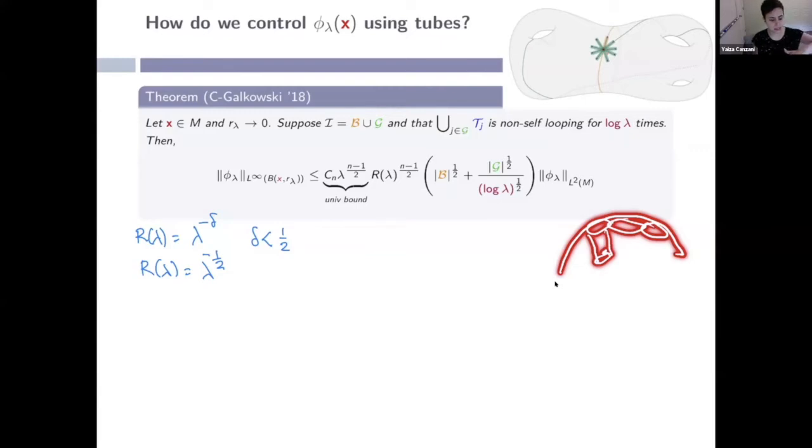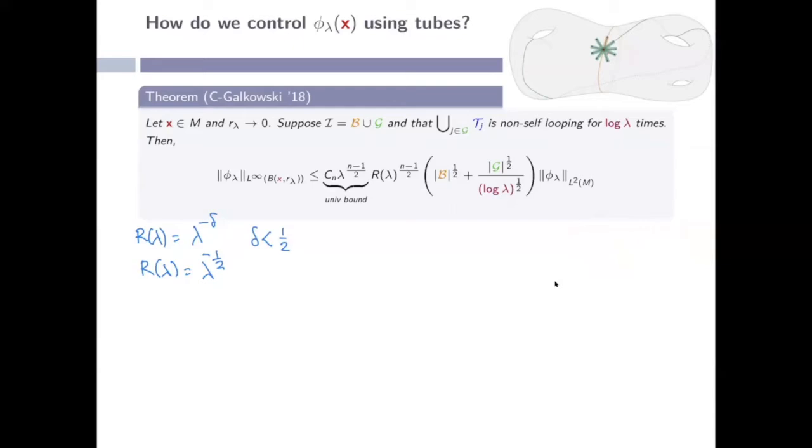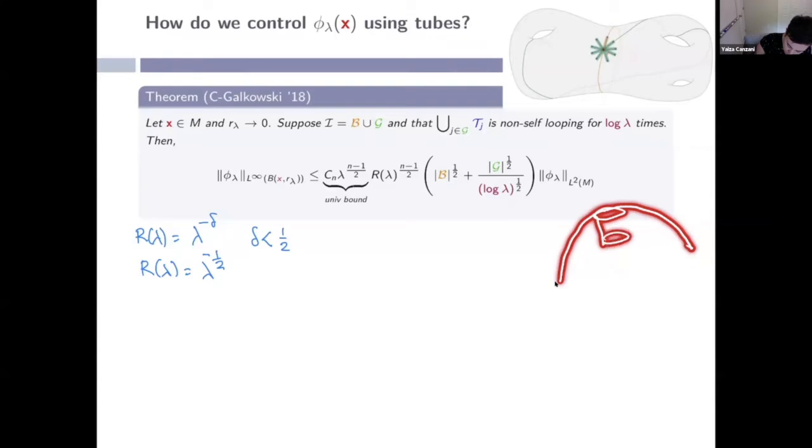What we are asking is that you look at this entire green family of tubes, you flow it using the geodesic flow, and it cannot come back to overlap with itself for a time smaller than log lambda. But you don't ask that it overlaps exactly the same. It's just looping, not closed geodesic loops. Okay? Thank you.